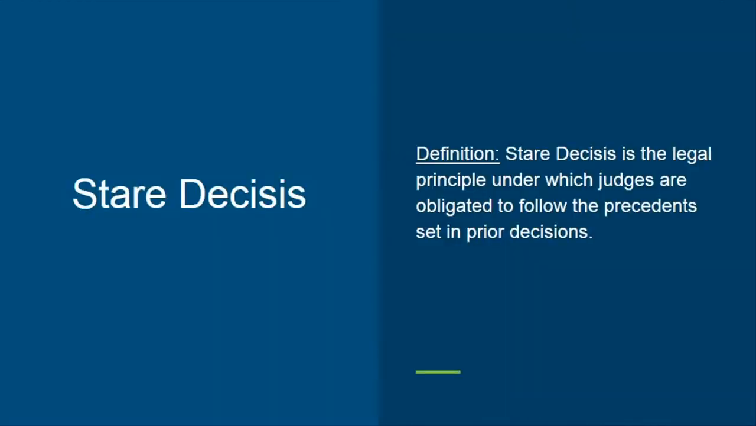Stare decisis is the legal principle in which judges are obligated to follow the precedents set in prior decisions. Stare decisis is extremely important because it ensures that decisions are uniform throughout history, although the court could potentially make a new ruling on an issue and overturn the precedent set by a previous case.